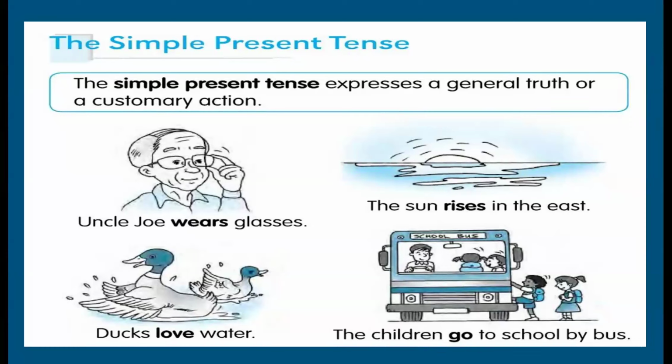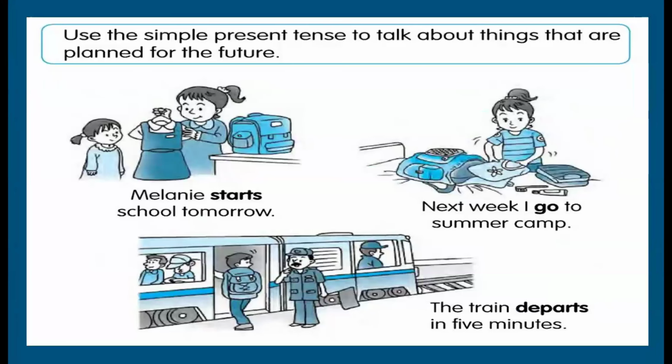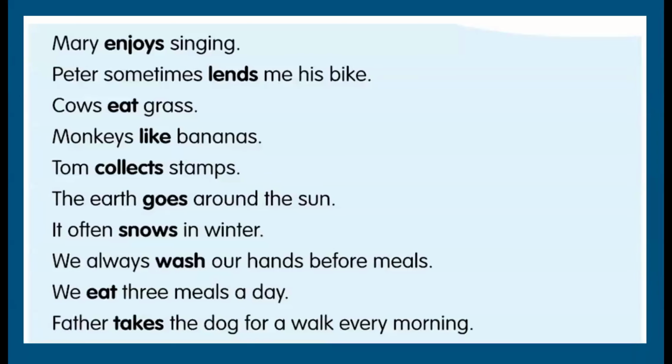So simple present, what did we see? That simple present tells us about general truth, fact. Like, what is a fact? The sun rises in the east, the sun sets in the west. This is a fact, a general truth. Or a customary action, something that is done regularly, like you brush your teeth regularly. Like here, see on the screen, ducks love water. It's not just one day or two days. They always love water. Monkeys like bananas. That thing is going on and on. Cows eat grass, that also.